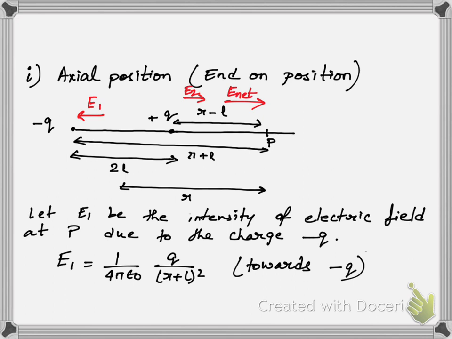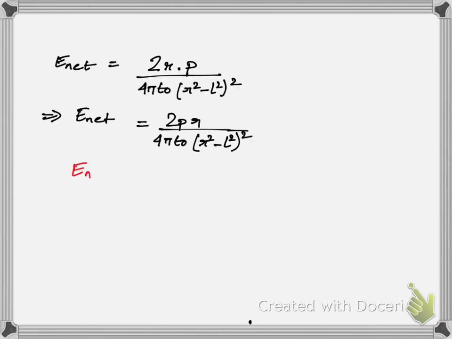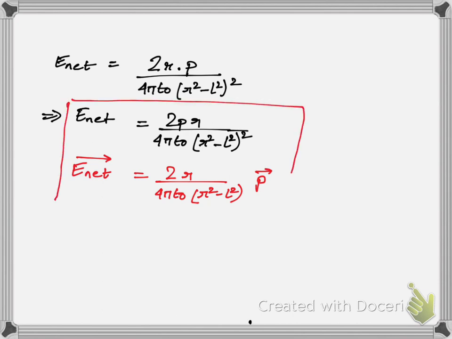And what is the direction of the dipole moment P? The direction of dipole moment, as we have discussed, is always from the negative to the positive charge. So vectorially, resultant electric field and the dipole moment are parallel to each other. So we can write E net vector is equal to 2R by 4 pi epsilon naught R square minus L square p vector. So these two are the scalar expression and the vector expression respectively.